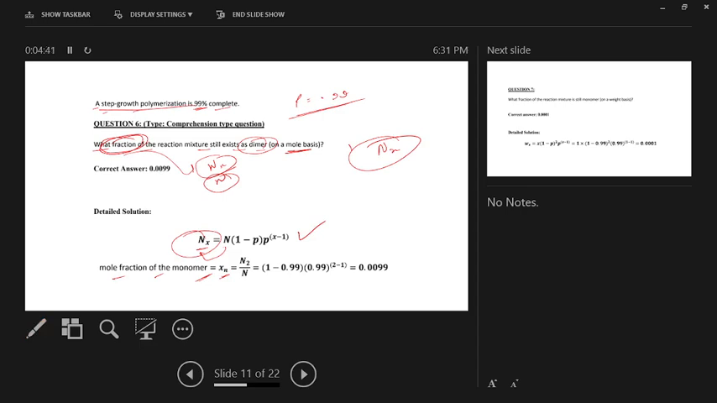So it is not N2, it is Nx. Nx upon N, now we will put the values. It is asking about the dimer, so for dimer, x will be 2. Then p is given here, it is 0.99. Then x is 2, so 2 minus 1, because we are going to find the dimer, right? We are going to find the dimer.